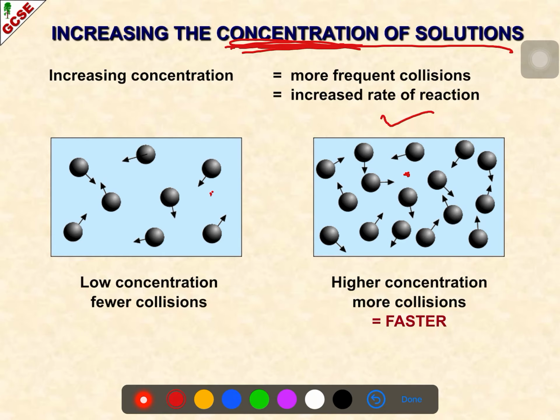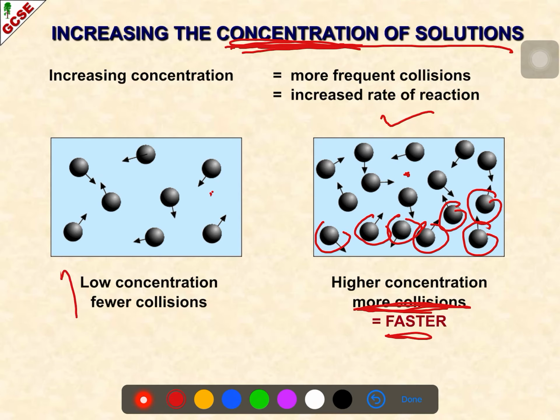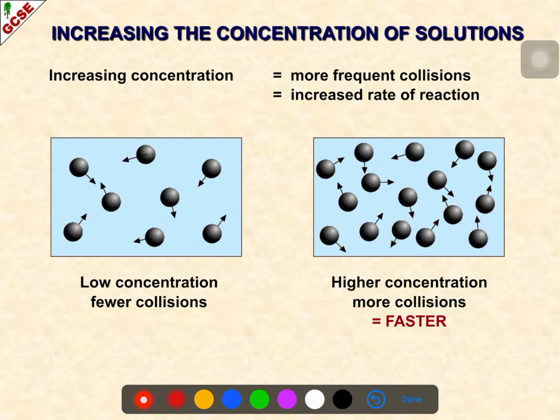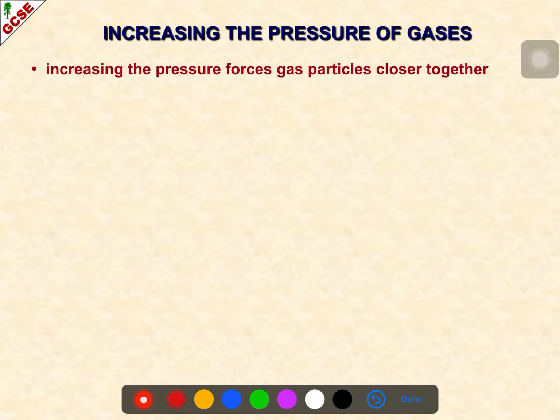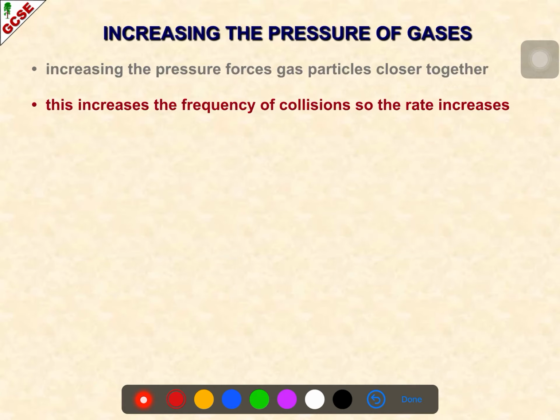If they ask you why, because when you increase the concentration, you are increasing the particles. The more particles in the reaction, the more collisions, and if there are more collisions, the faster the reaction. Here there are fewer collisions, because there are fewer particles. When you increase the concentration, you're increasing the chemical reaction because of more collisions. Now let's go to increasing the pressure of gases.